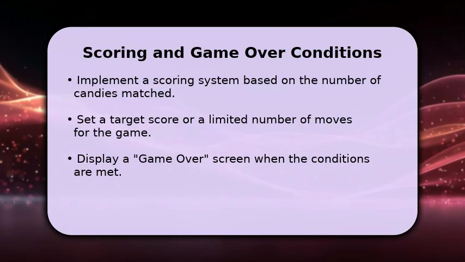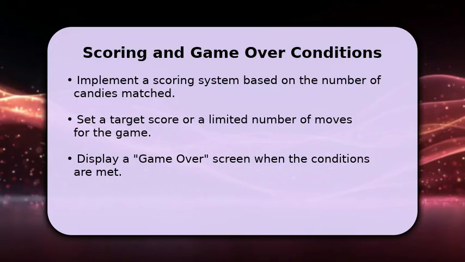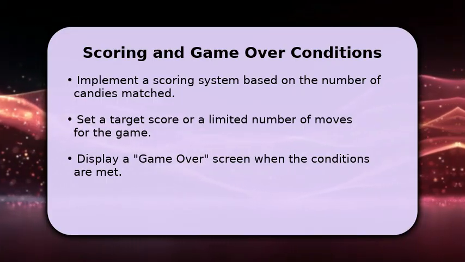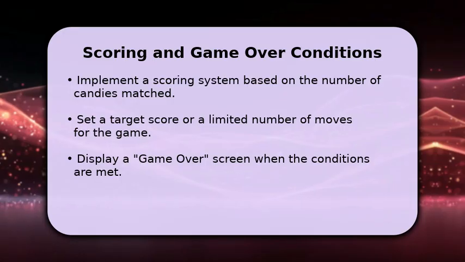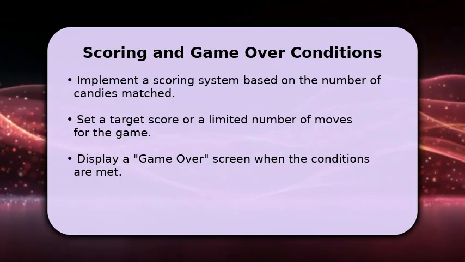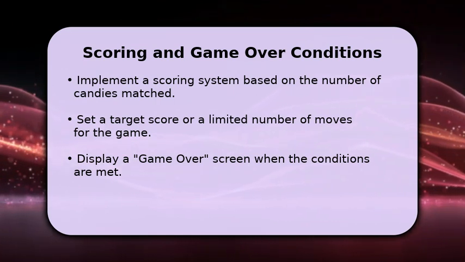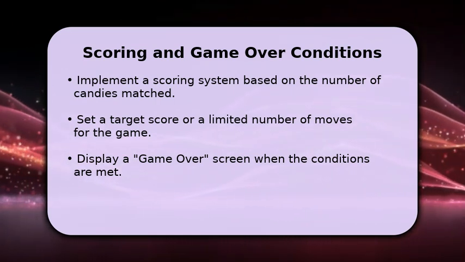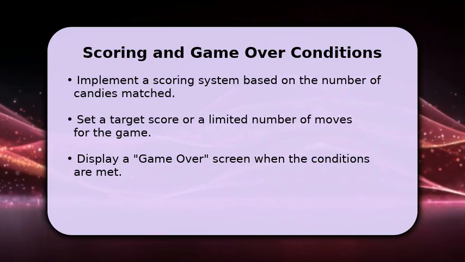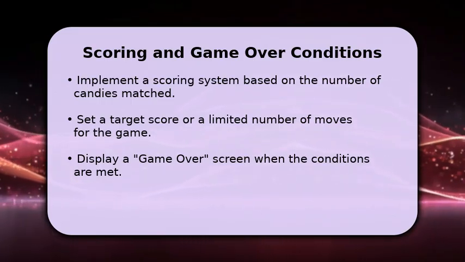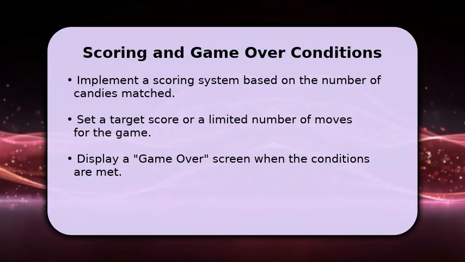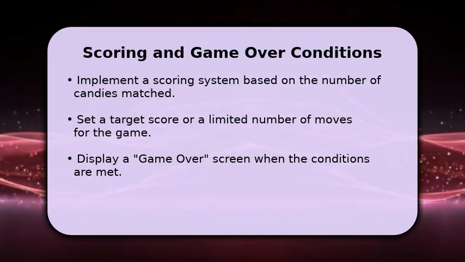Finally, let's add scoring and game over conditions. Award points to players based on the number of candies they match in each move. For instance, 3 candies could be 10 points. You can set a target score, say 500 points, or a limited number of moves, perhaps 25. Once these conditions are met, display a clear game over screen, concluding the player's session.